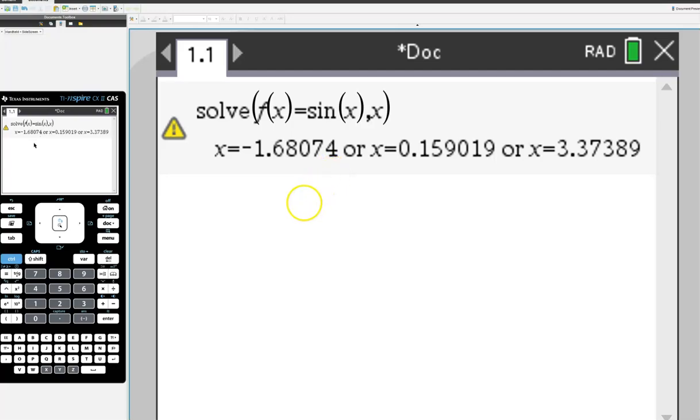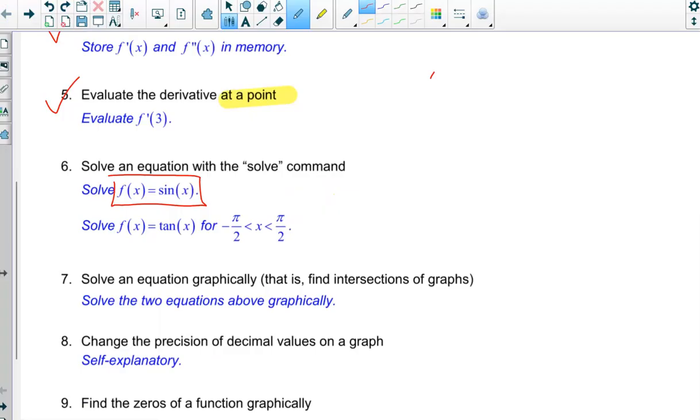Okay, so let's jump back over here. So we did this one. But notice this next one. It says solve f of x equals tangent of x, but it's given me this domain restriction here. And that's really important with trig functions when you're using the solve command, because as you know, trig functions repeat. And it's possible that there are an infinite number of solutions to f of x equals tan x. So let's take a look at what happens when we restrict the domain.